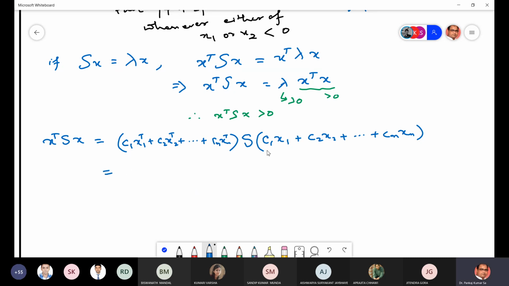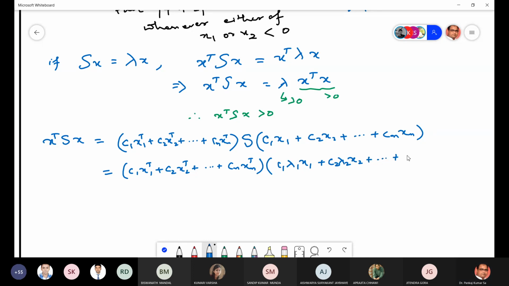This I can write it as Sx is nothing but lambda x. So can I write it in this way? c1 x1 transpose plus c2 x2 transpose plus cn xn transpose multiplied by this. I can write it as lambda x. So I have c1 lambda 1 x1 plus c2 lambda 2 x2 plus cn lambda n xn.